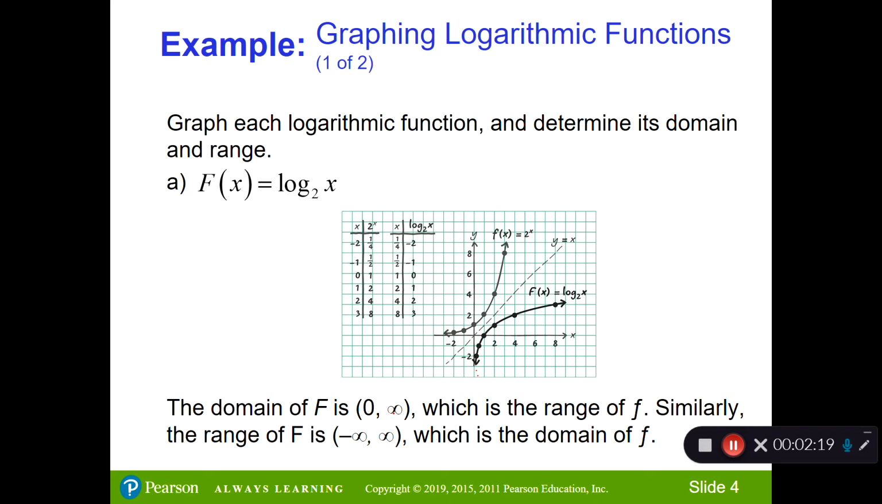Notice that that is flipping the domain and range over here. Over here my domain was all real numbers and the range was 0 to infinity. So that flips between a function and its inverse.